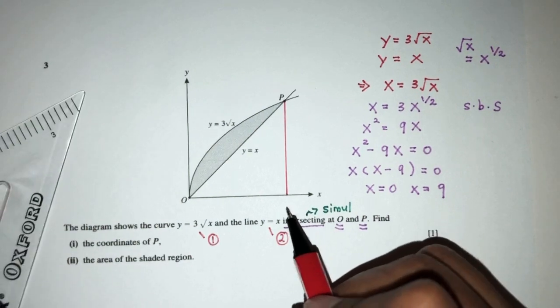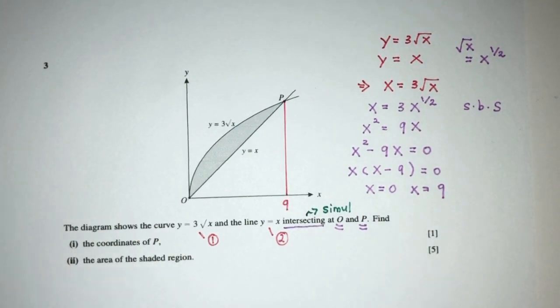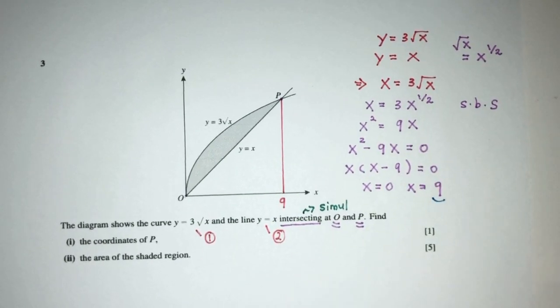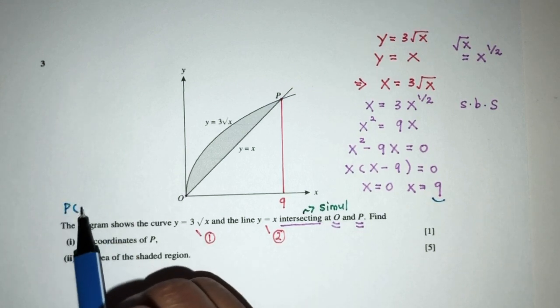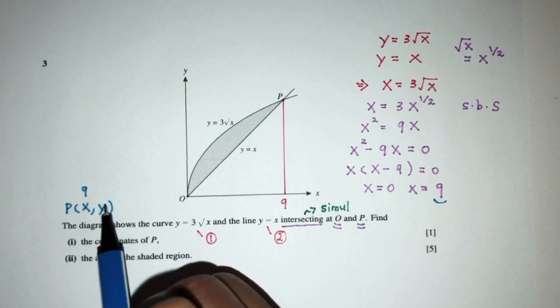We can mark it here if you want to. That will be 9. So obviously P is here at 9. We'll have to find the y value because we are trying to find the coordinates of P. Now coordinates of P is the x and the y value as well. So x, we know it's 9. We have to find the y.